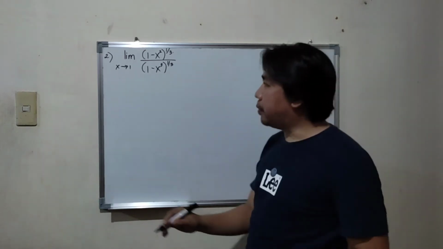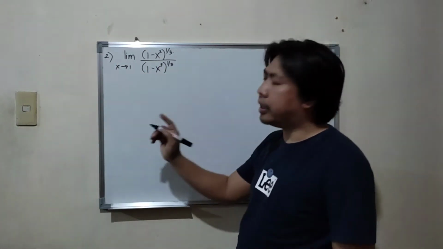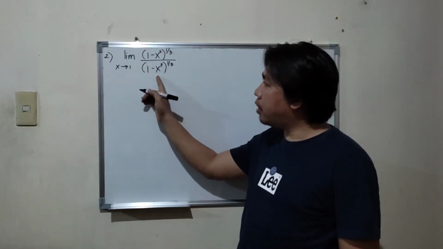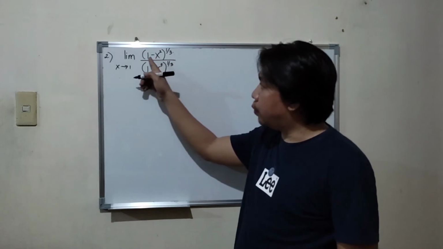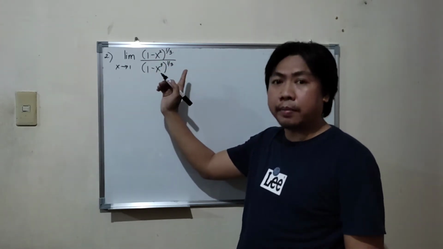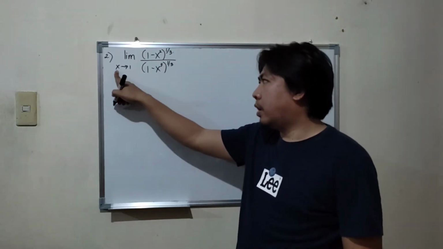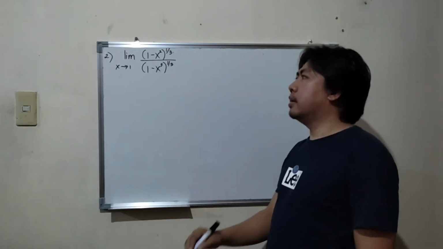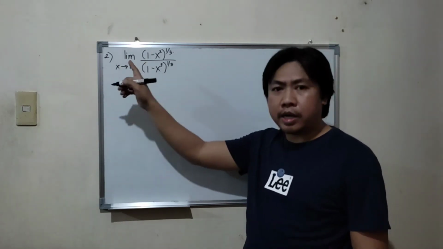Okay, so next example, number 2. The limit of (1 minus x squared) raised to 1/3 all over (1 minus x cubed) raised to 1/3, or you can write it as the cube root of 1 minus x squared over the cube root of 1 minus x cubed. So, rational exponent 1/3, that is x cubed, as x approaches 1.